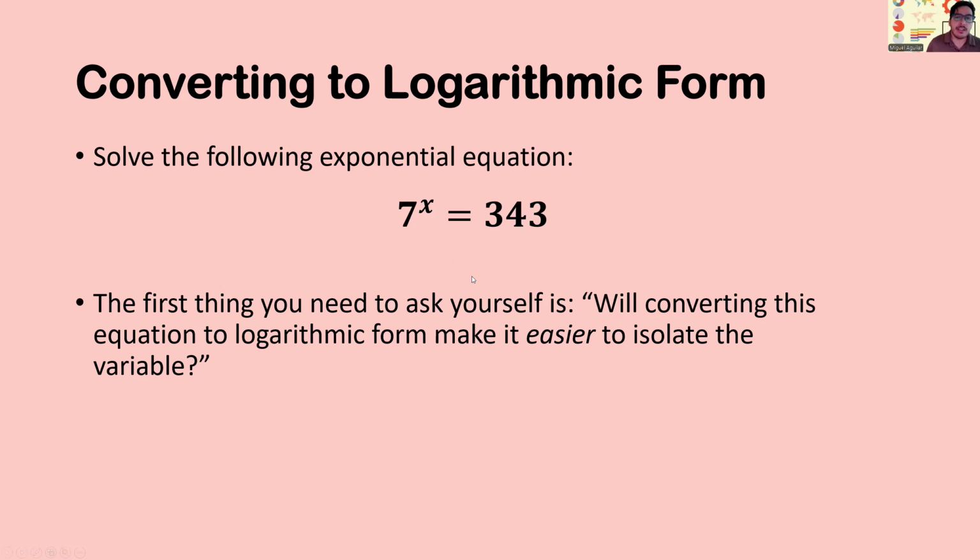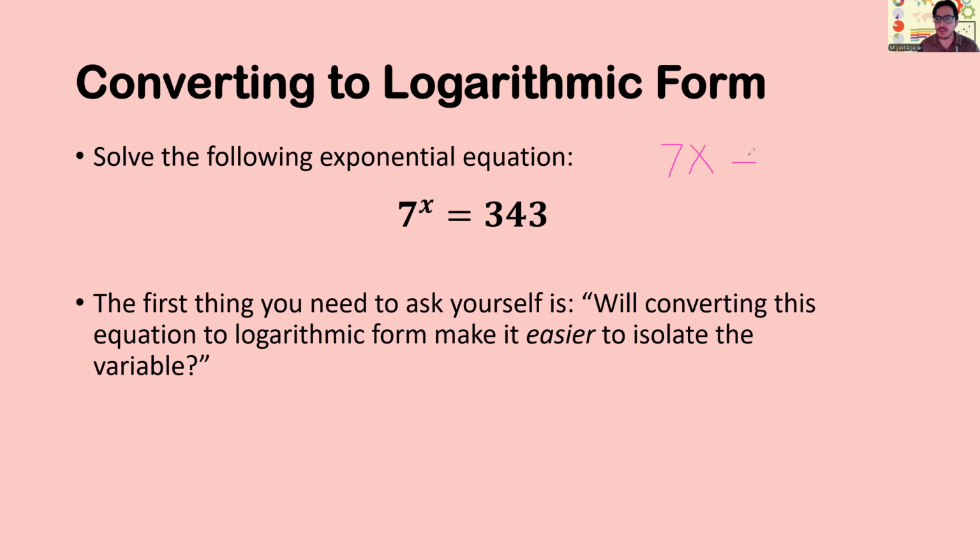Okay. So this equation says 7 to the x power equals 343. You want to get used to saying that correctly: 7 to the x power equals 343. Because if you are reading this and you're saying to yourself 7x equals 343, it is not 7x. This is an exponential equation, an exponential function. So we have to say that x power.